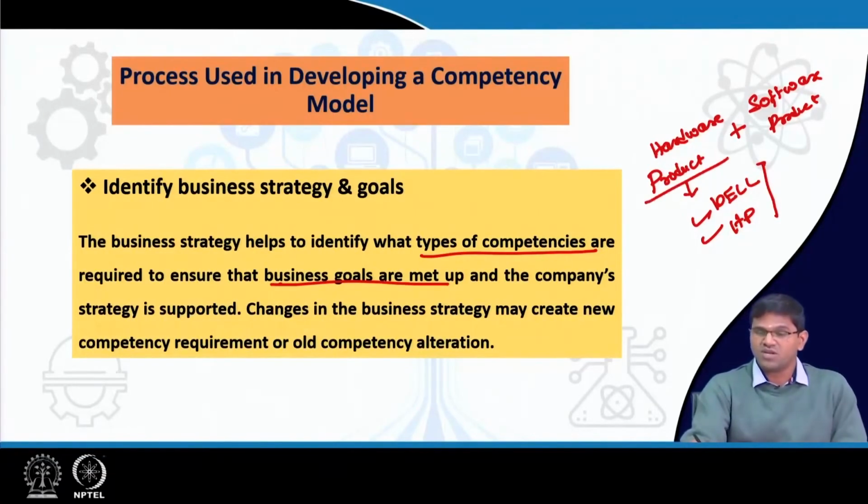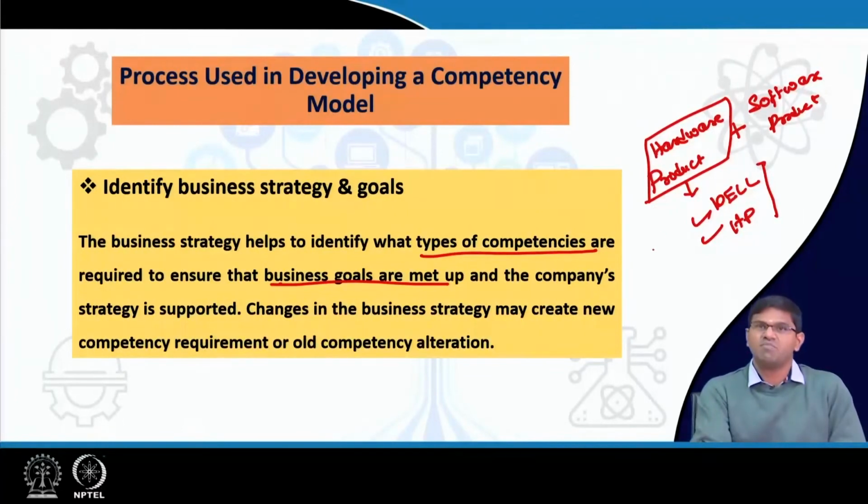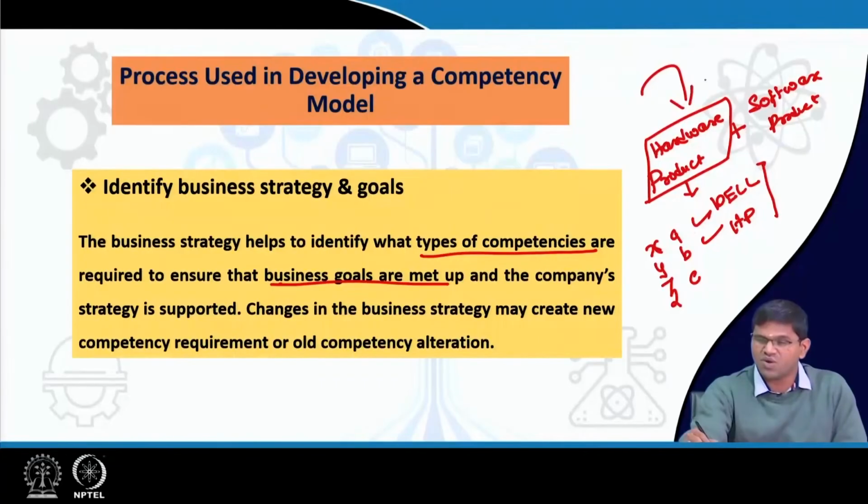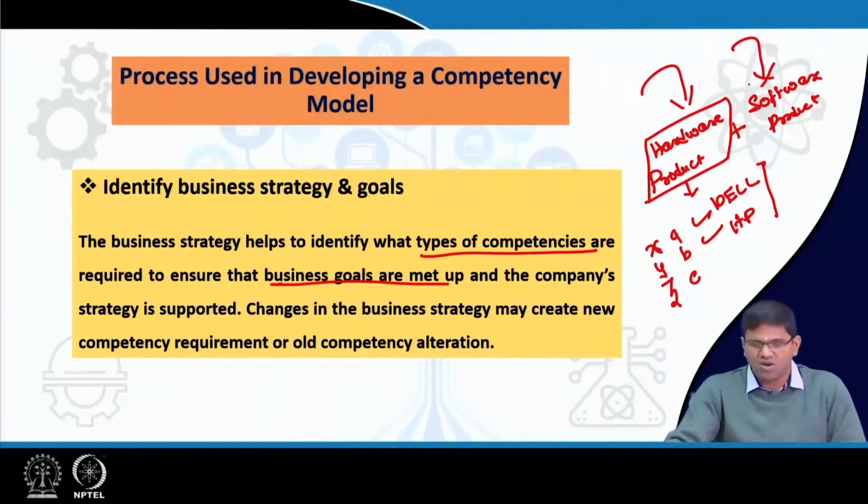So now what is my business strategy choosing? Previously, with hardware, you would have had different competencies, X, Y, Z. Now I need to add A, B, C also, right? So that's why it's important to identify the business strategy, which will determine what competencies are required to help my organization achieve its business goals or strategy.